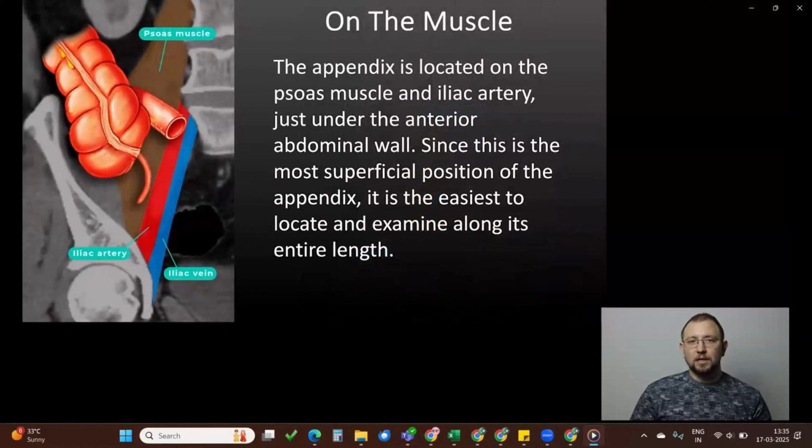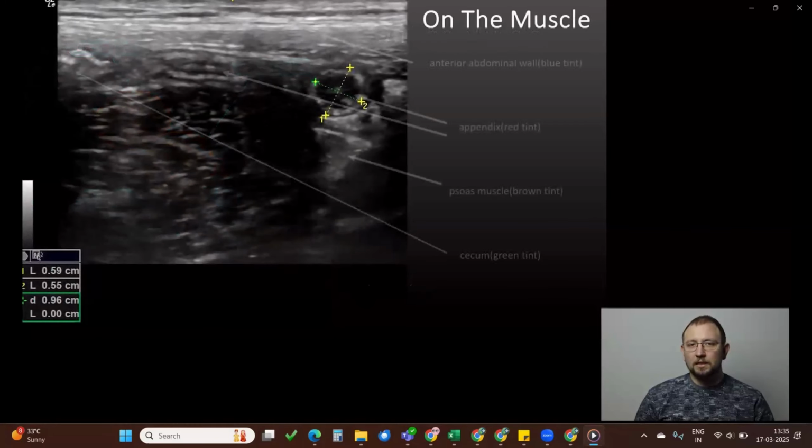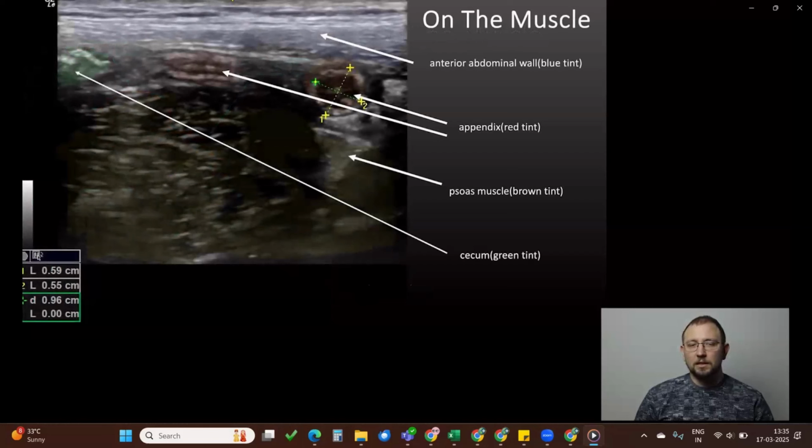The next step is to locate the appendix, which originates from the cecum. When the cecum is located in the right iliac fossa or high in the lateral region, the appendix can be observed in the following positions. The position of the appendix on the muscle: this means that the appendix is located on the psoas muscle just beneath the anterior abdominal wall. Since this is the most superficial position of the appendix, it's the easiest to locate and examine along its entire length.